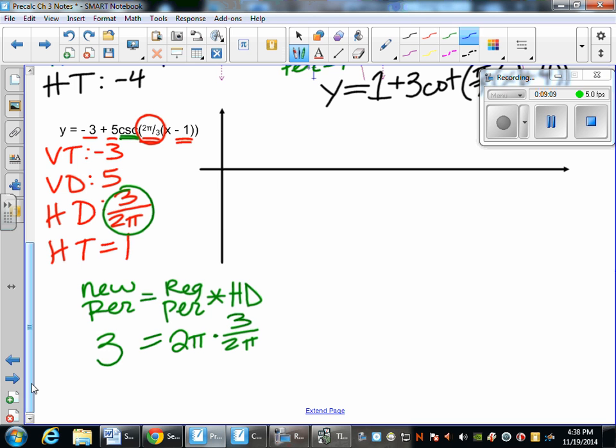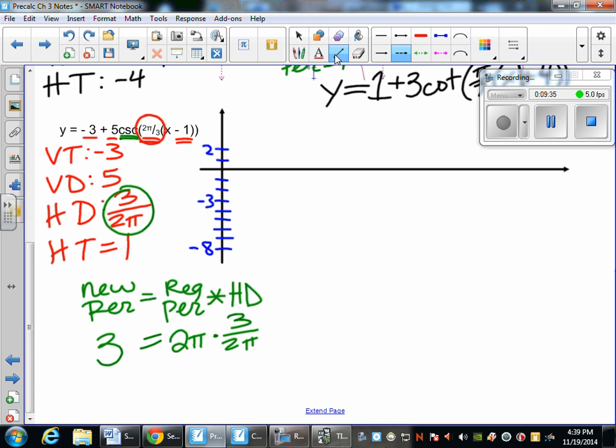We need to draw our guidelines on here. So I go back down here and let's see here. Okay, so vertical translation of -3. 1, 2, 3, -3. My vertical dilation, I need to go 5 above and 5 below that. 5 above, 5 below, to right there. So those are where the guidelines are going to be.